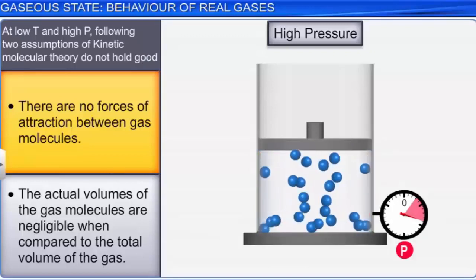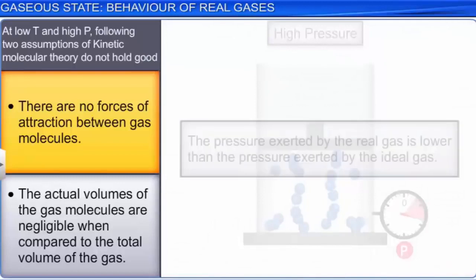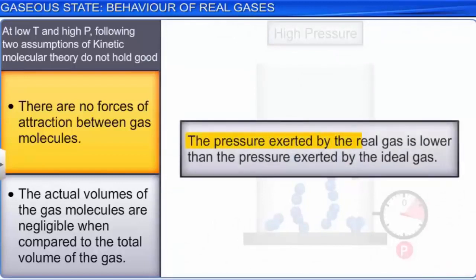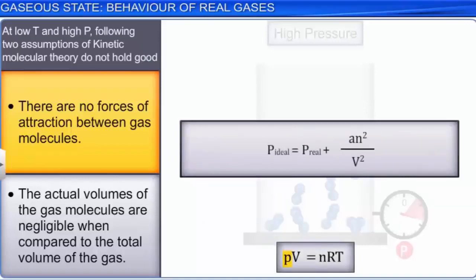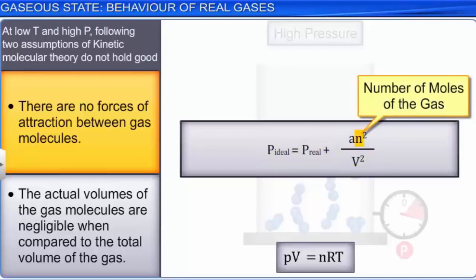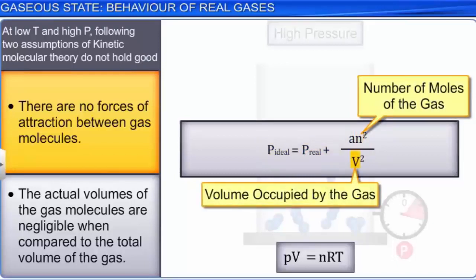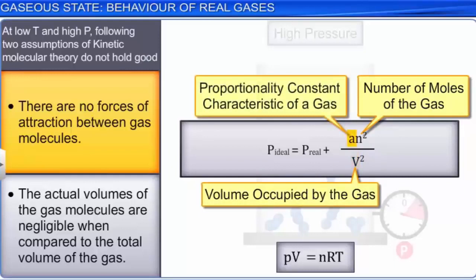Thus, we can say that the pressure exerted by the real gas is lower than the pressure exerted by the ideal gas. Hence, the pressure in ideal gas equation is corrected as P ideal is equal to P real plus A multiplied by N square divided by V square, where N is number of moles of the gas, V is the volume occupied by the gas, and A is the proportionality constant characteristic of a gas.